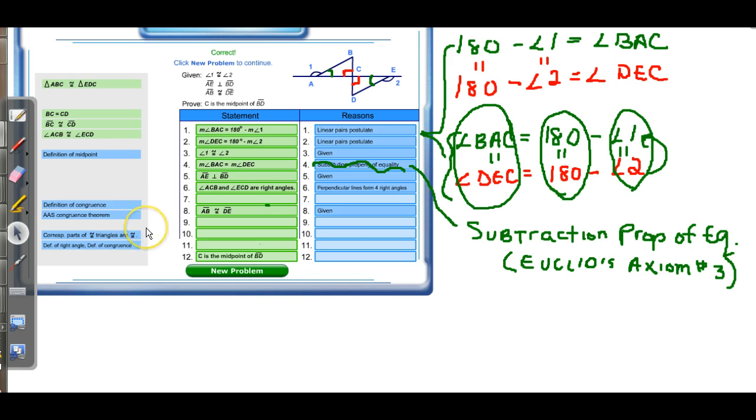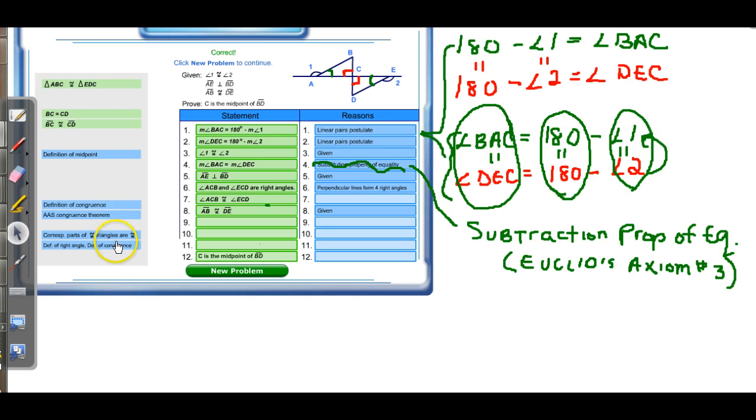So now we have to come up with number 7. And we can see what number 8 is. AB is congruent to DE. That was given. But what can we say in number 7? Well, if ACB and ECD are right angles, we still have to state that these angles are equal to each other. We can't just take that for granted in a formal proof. We actually have to say it.